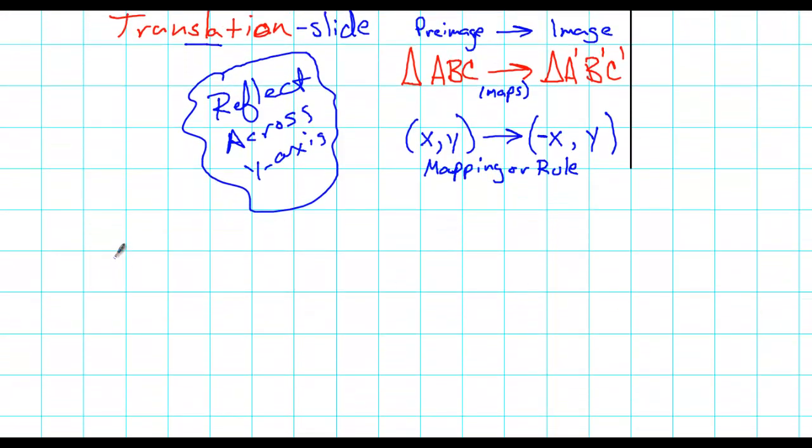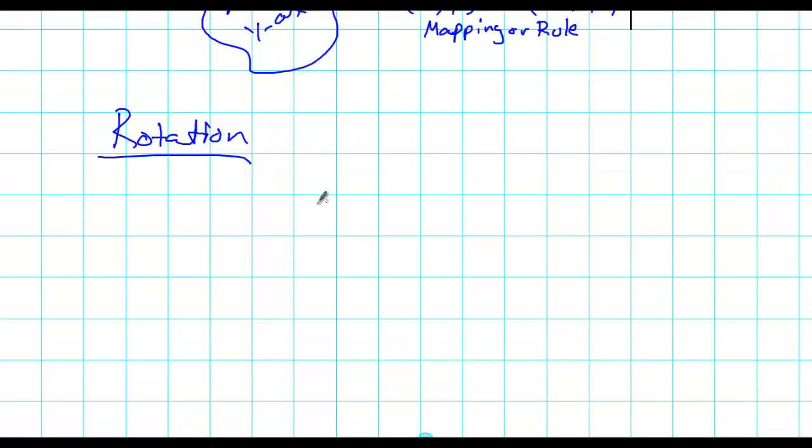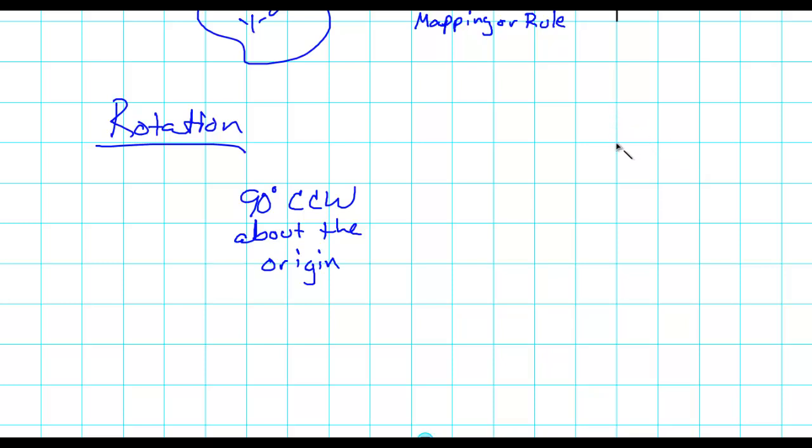The next thing we're going to do is a rotation. And we're going to do a specific rotation. We're not just going to spin this thing until we get bored. We are going to rotate the same triangle that we had, 90 degrees, counterclockwise, about the origin. And that just means that the origin is where we're going to be rotating it from, that's going to be kind of our center of rotation.